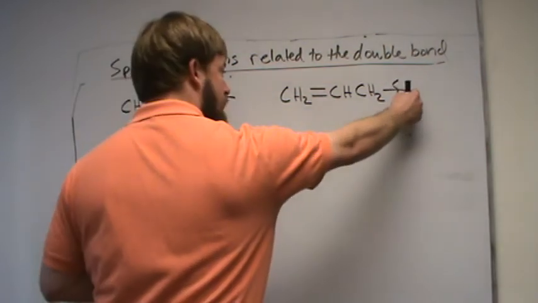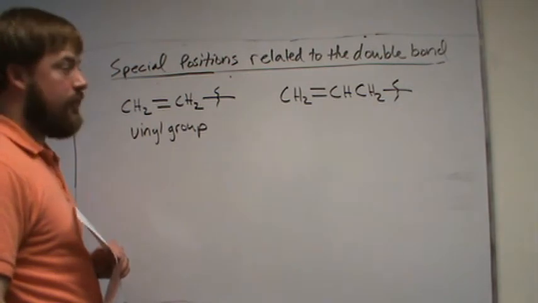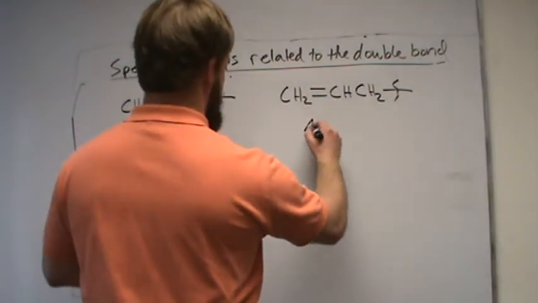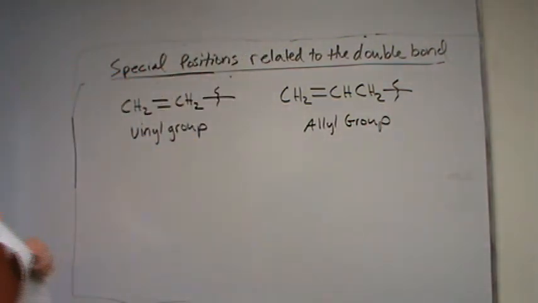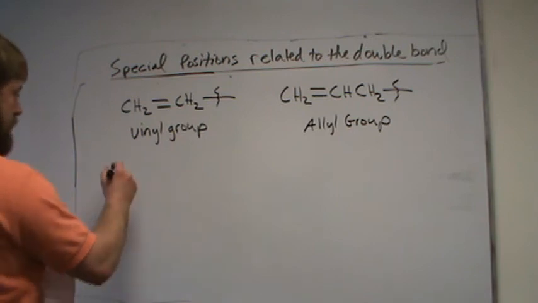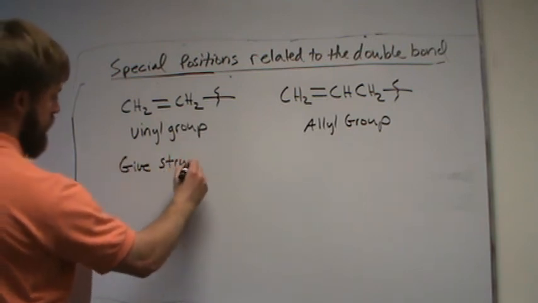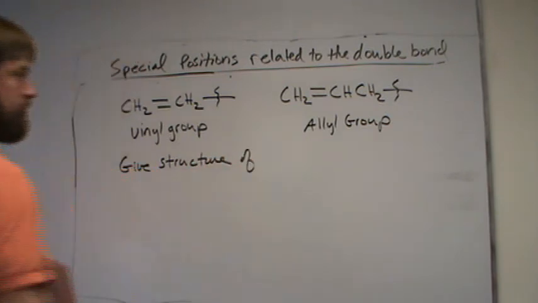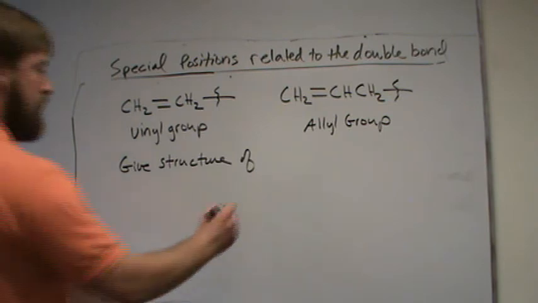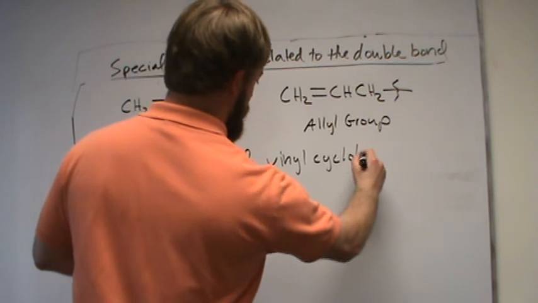Now something is going to be directly connected to a carbon that's one away from the double bond system, from the pi system. This is an allyl group. So if you were asked, for example, to give the structure of vinyl cyclohexane.